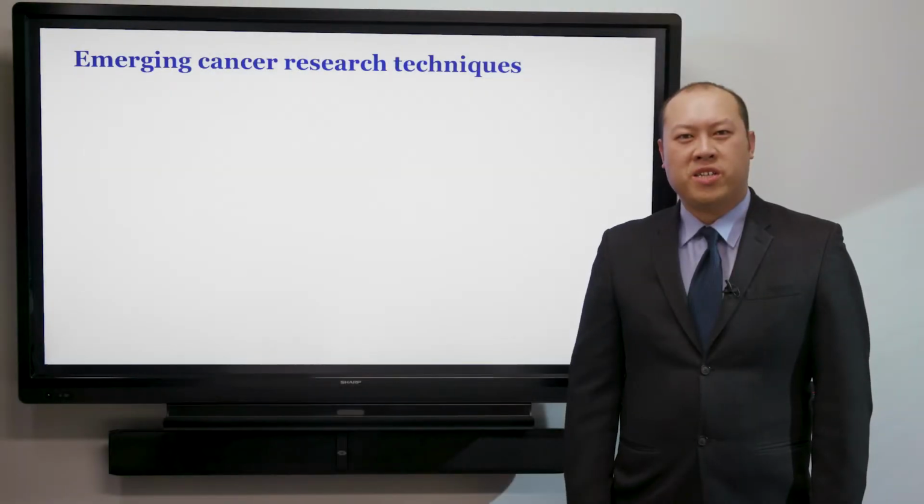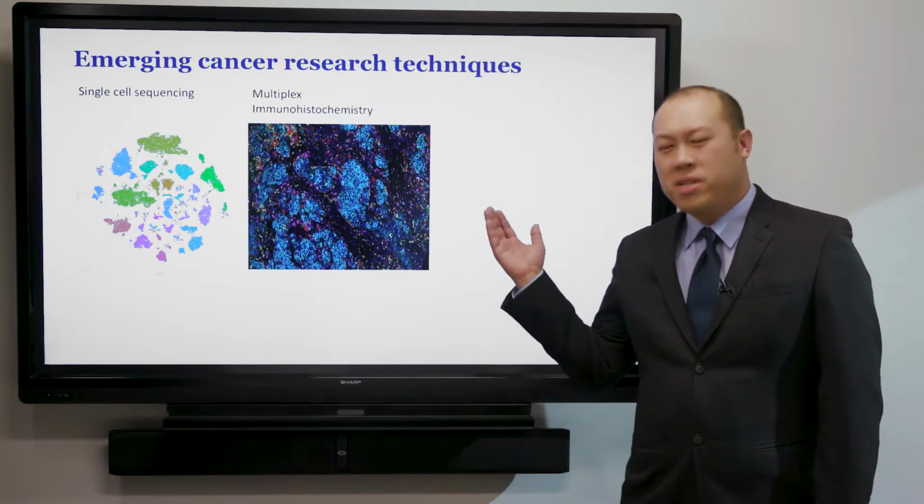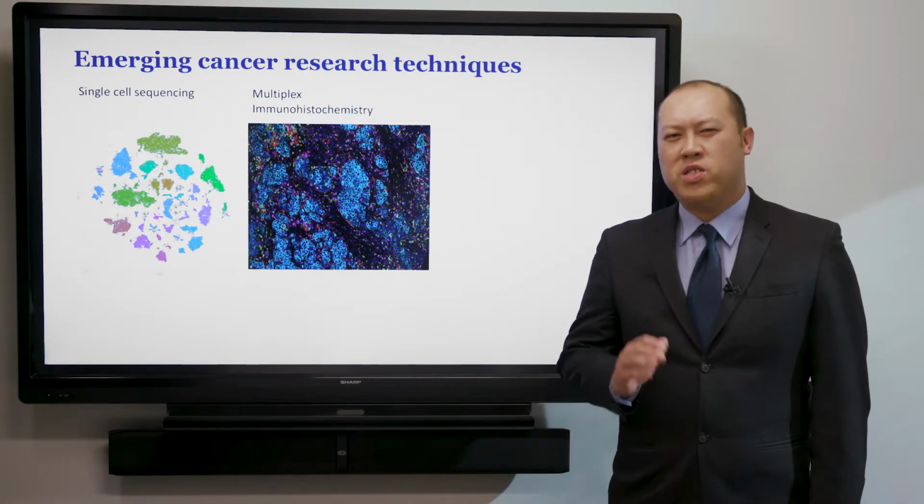In the last few years, we've seen state-of-the-art techniques such as single-cell sequencing and multiplex immunohistochemistry allow scientists to study cancer at a high resolution.